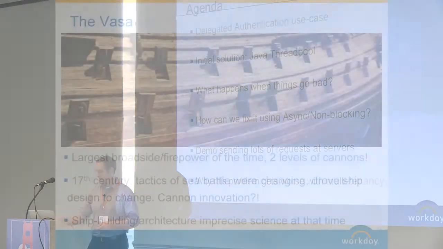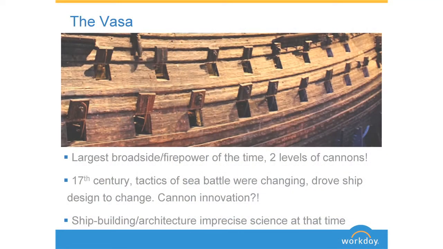models. But first, I'd like to show you the Vasa. What you're looking at here is the cannon deck of the Vasa. This is a Swedish ship from the 17th century, and at the time, it had the largest broadside firepower of any ship of its class. It had 2 levels of cannons. And really, at the time, the tactics of sea battle were changing, and this drove this cannon innovation.